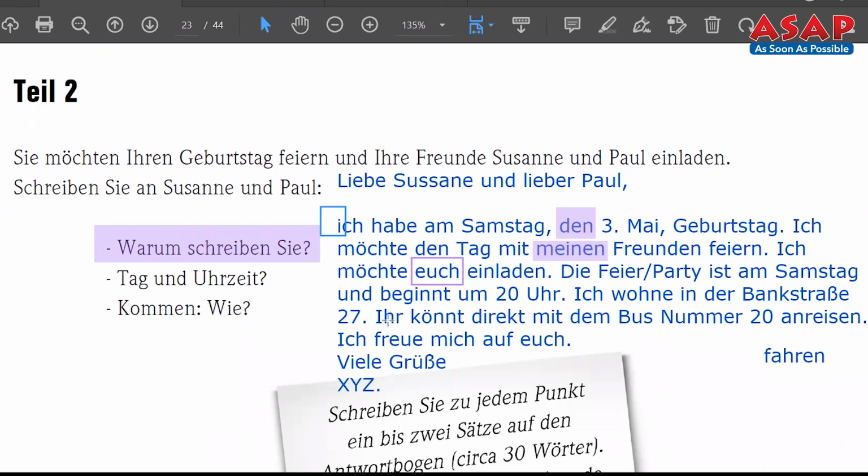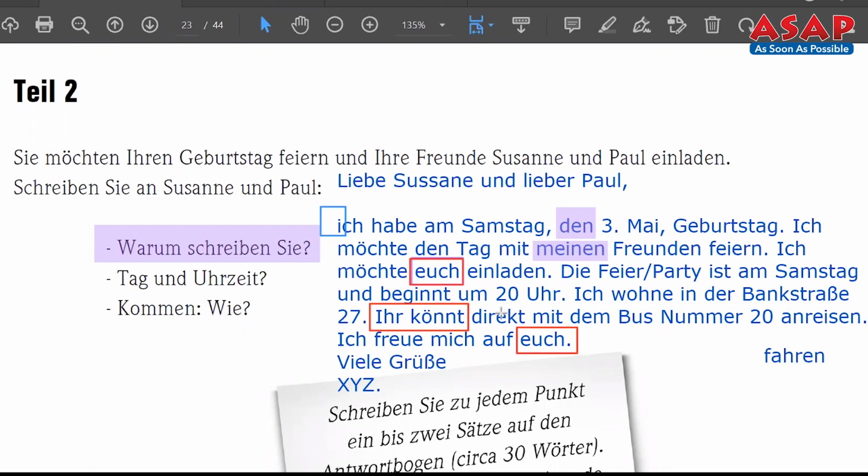Ich wohne in der Bank. Ihr könnt. So this is what I was talking about when it is in ihr form. Ihr könnt direkt mit dem Bus. So I'm considering you guys can come. Ich freue mich auf euch. Okay, here again it is euch. So this should be maintained.